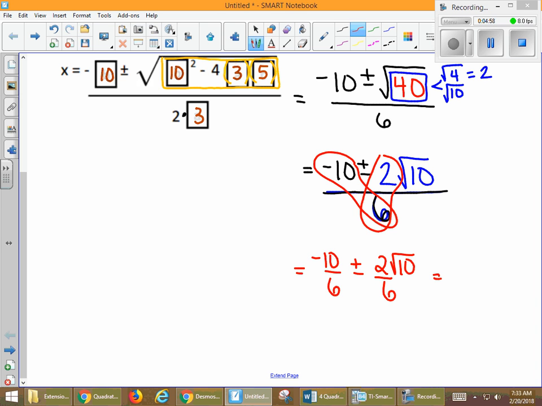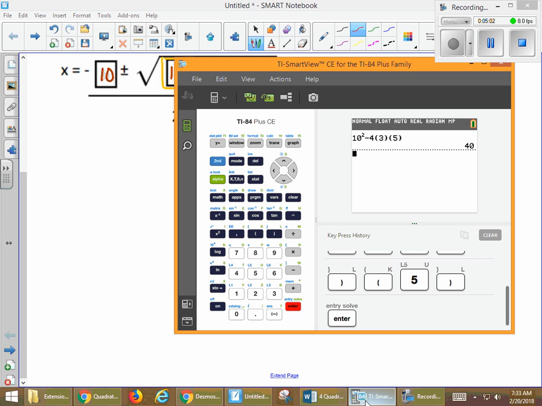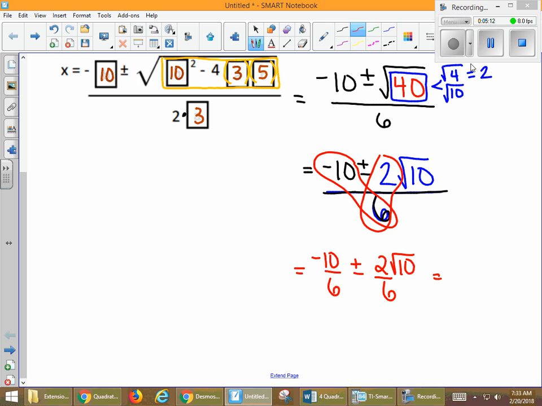And you can do math, enter there in the calculator. I know a lot of you like that. So negative 10 over 6, negative 10 divided by 6. Math, enter, enter. There's our nice fraction, negative 5 over 3. Plus and minus 2 over 6. Well, a lot of you can do that in your head. That's 1/3.